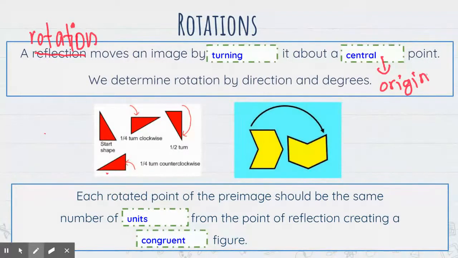Each rotated point of the pre-image should be the same number of units from the center of rotation, creating a congruent figure. Again, this is our last type of transformation that's a rigid congruency. So we are going to stay congruent. It's very important to remember that translations, reflections, and rotations create congruent figures.